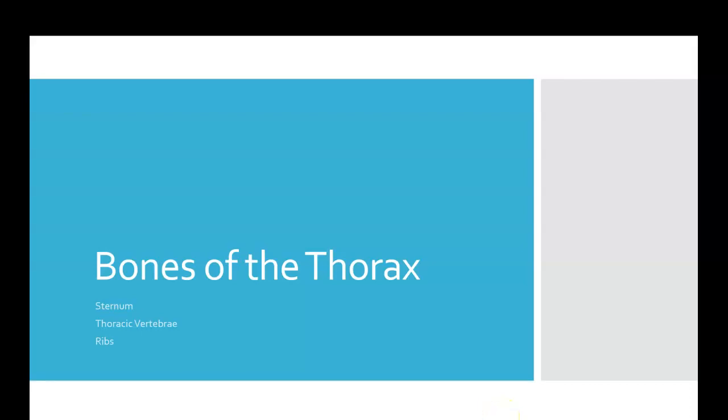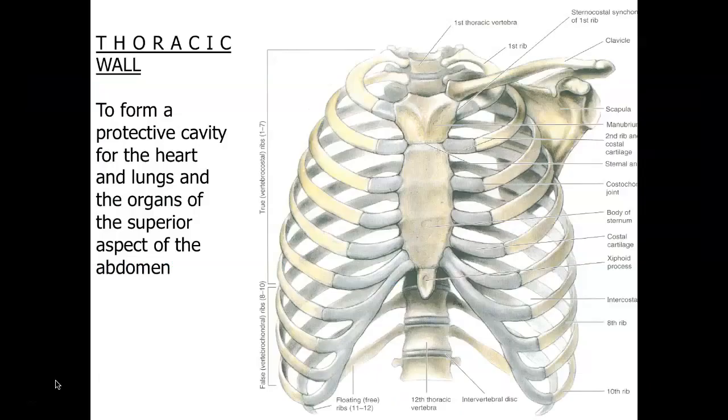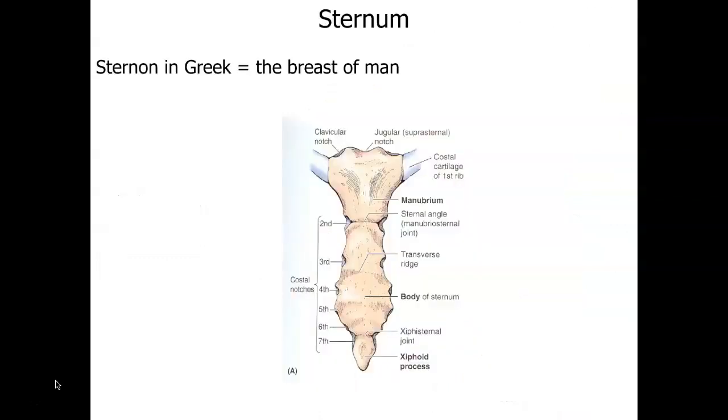Welcome to your screencast on the bones of the thorax, where we will discuss the bony landmarks of the sternum, thoracic vertebrae, and the ribs. So first we'll talk about the thoracic wall. This, of course, is protecting our heart and our lungs and organs that are in the superior aspect of the stomach. And we're going to start with the sternum, better known as the breastbone.